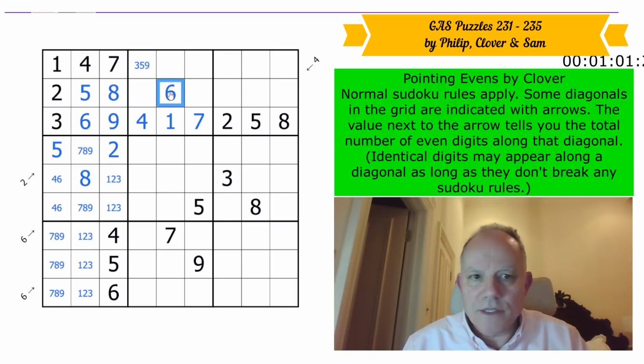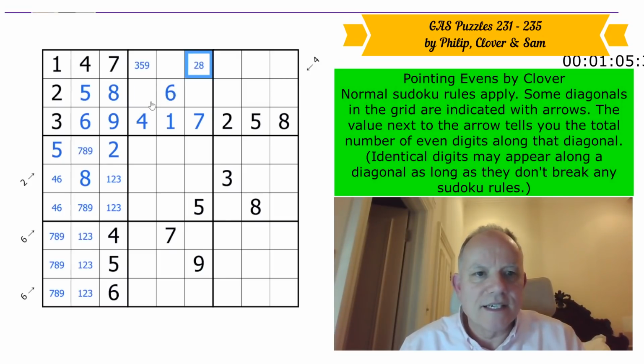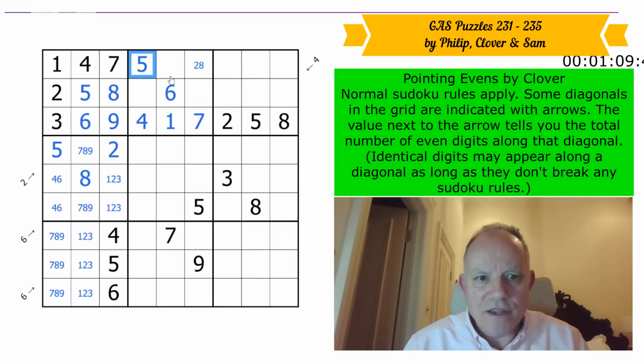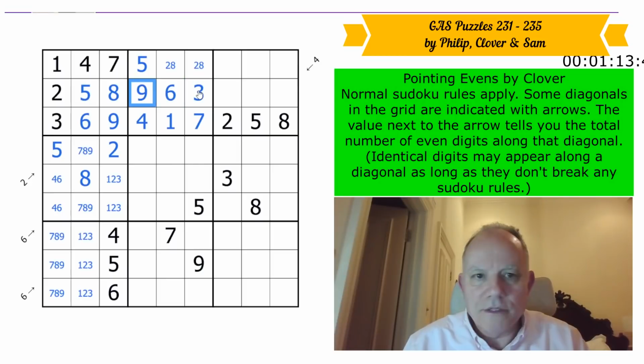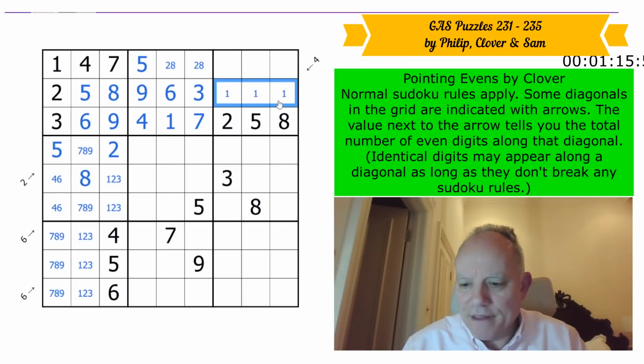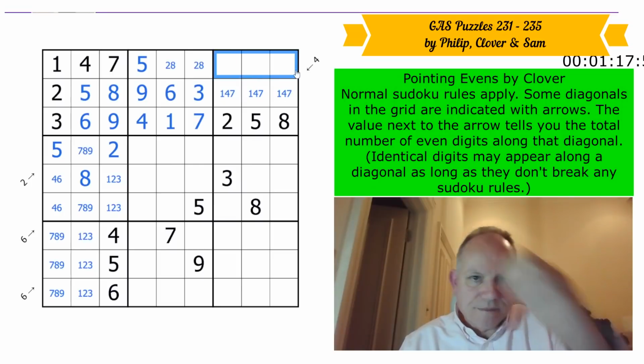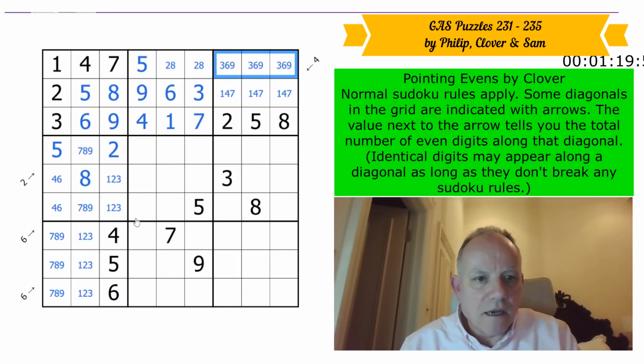That is even. It's got to be a 6. That one's 2 or 8. In fact, this is a 2, 5, 8 triple, so that's 5. Oh, it's weird how this works. These clues are incredibly helpful in a way that I didn't expect at all. Serves me right.